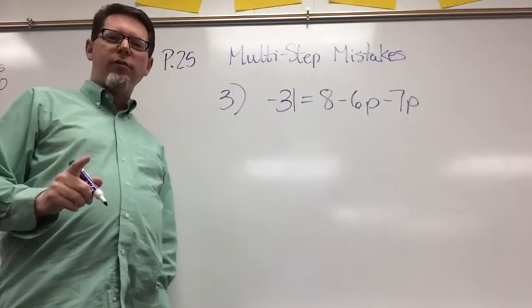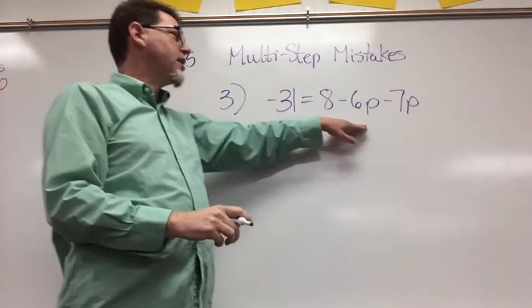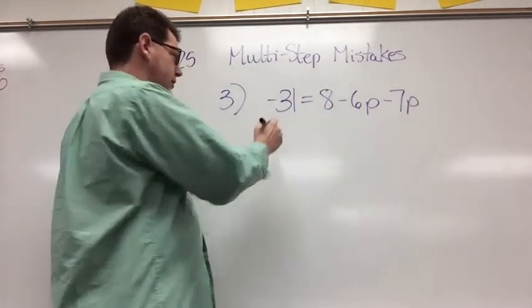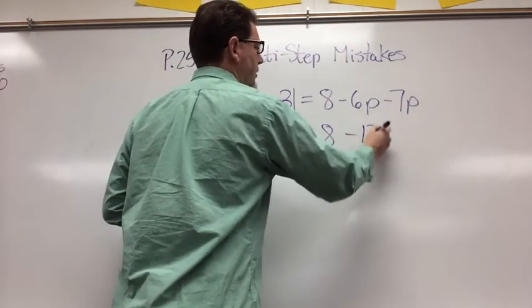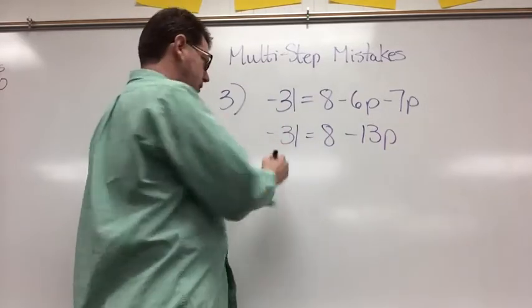And for our last problem on Try It Again Tuesday, I have negative 31 equals 8 minus 6p minus 7p. So the first thing I need to do is combine like terms. So negative 31 equals 8 minus 13p. And now I'm going to add 8 to both sides.